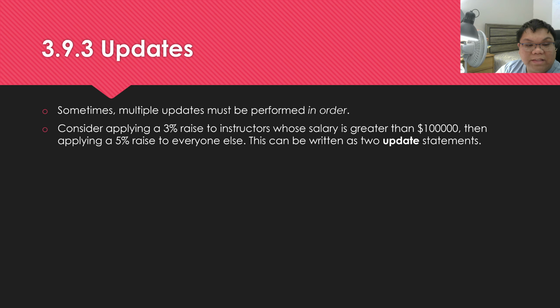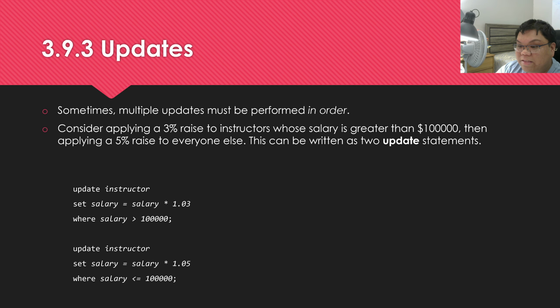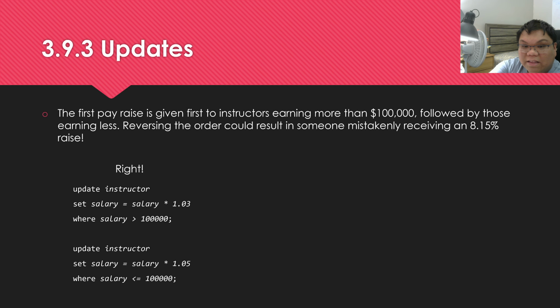When performing updates like this, it's important to do them in order. For example, consider these two updates. Update instructor set salary equals salary times 1.03 where salary is greater than 100,000. Followed by another update, same thing to the instructor table, except we're applying a 5% raise to instructors whose salary is less than or equal to 100,000. So you can write it as two updates, but this is the correct order.